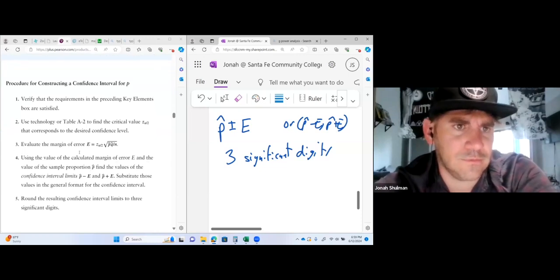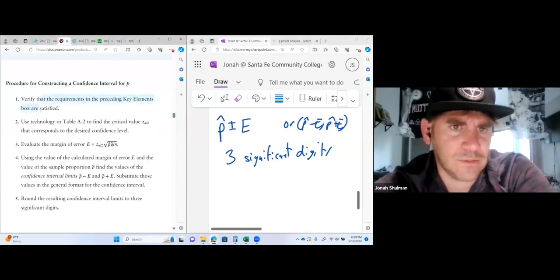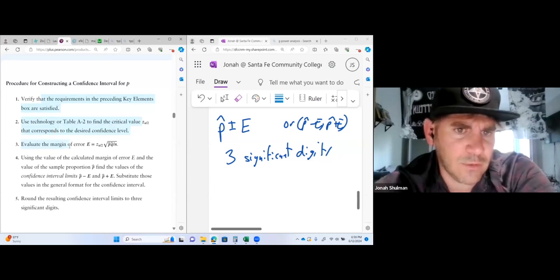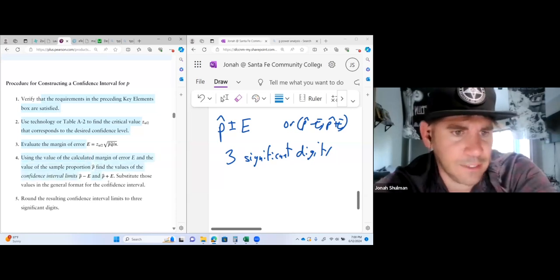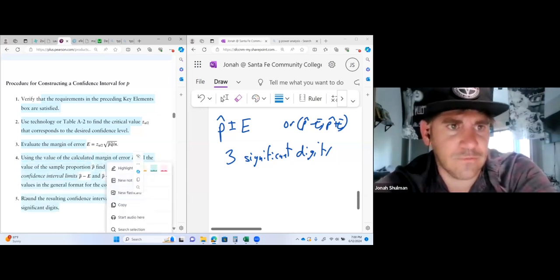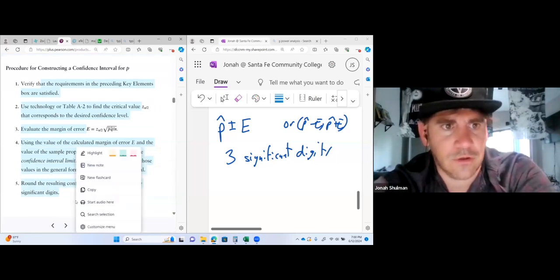All right. Verify that the requirements in the preceding key elements are satisfied. Use technology or Table A-2 to get the critical values. Evaluate the margin of error using the value calculated. All right, so we'll get the upper and lower limits. Round to 3 significant figures. So this is the process, right?